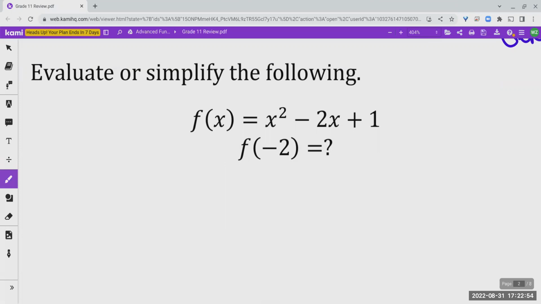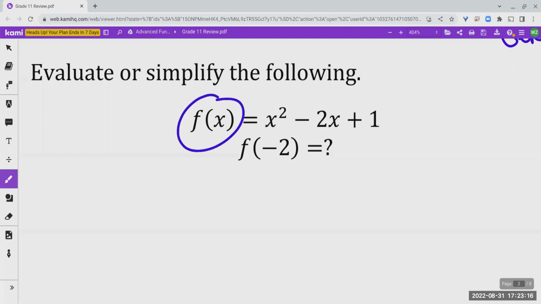All right. So the first one, you have f of x is x squared minus 2x plus 1. It is asking us to find f of negative 2. Okay, evaluate or simplify. In this case, we are evaluating. How do we go about doing that? First of all, what does it mean, f of negative 2?